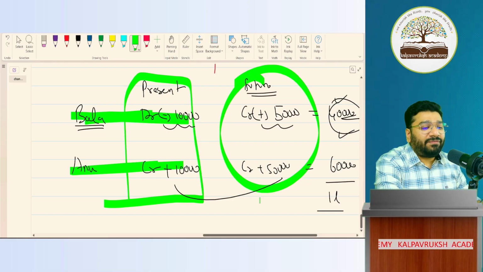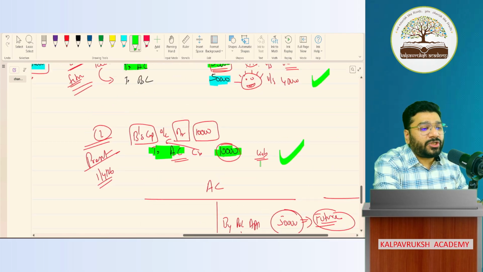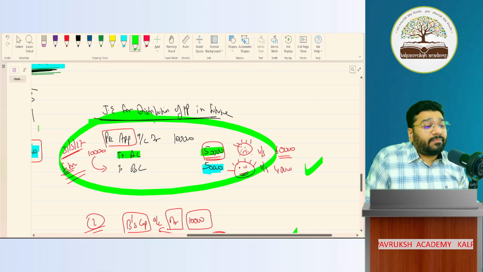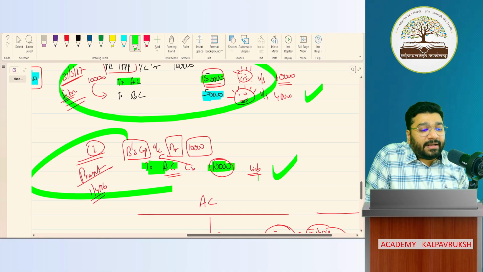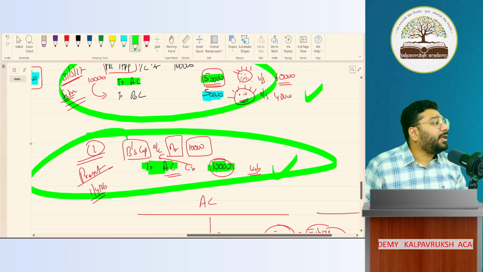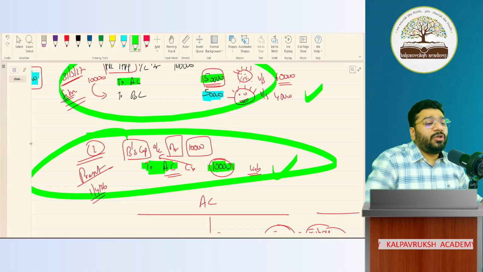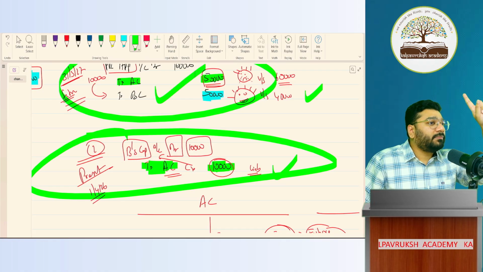That is, this first entry, the profit distribution entry, I cannot pass today upon the reconstitution. When doing the reconstitution, what entry should I pass? Only this entry, the goodwill entry. Got it, not got it? Clear or not clear? So this entry you will pass in future only, not today. Got it?